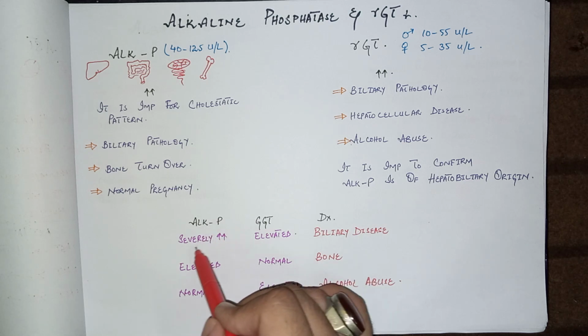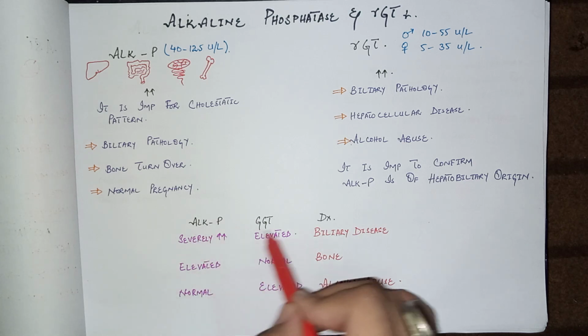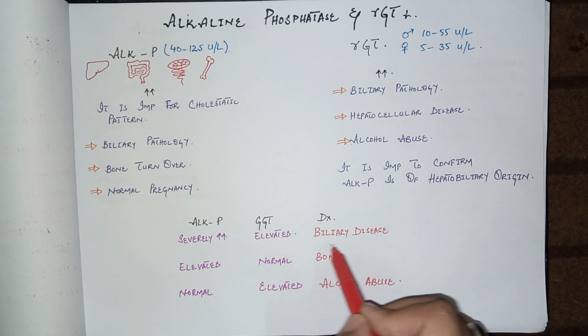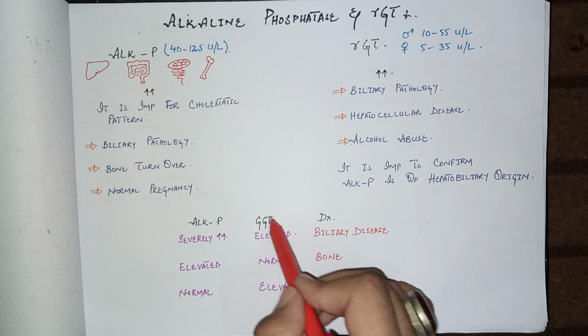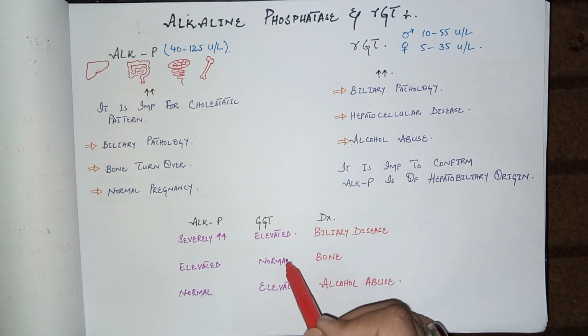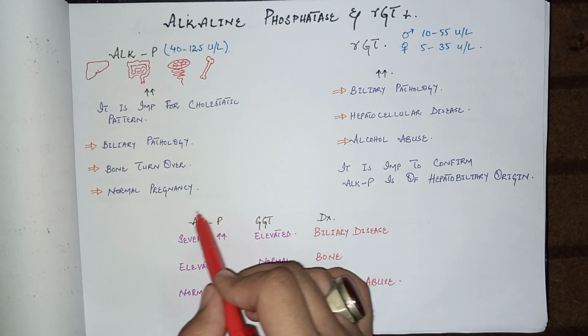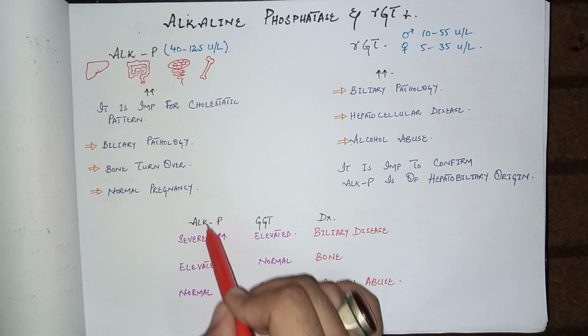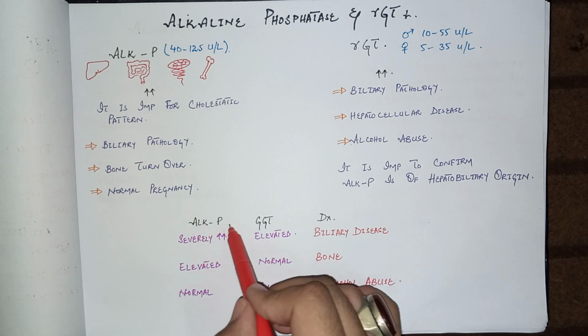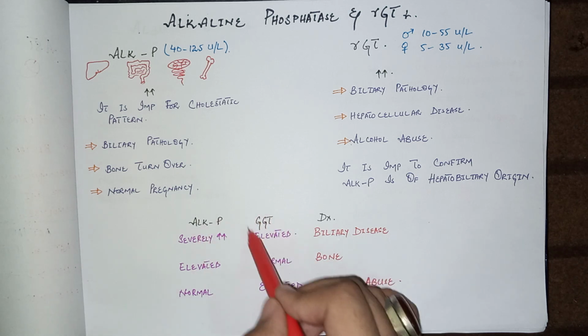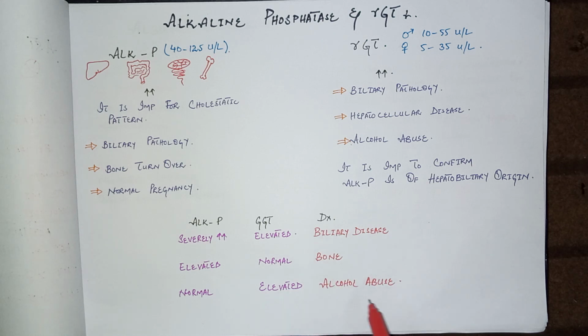If the alkaline phosphatase levels are severely elevated and gamma GT is also elevated, the diagnosis is biliary disease. If the alkaline phosphatase levels are elevated and gamma GT levels are normal, it means that this alkaline phosphatase is not of hepatobiliary origin. It may come from the bone, so the diagnosis is a bone disease. If the alkaline phosphatase levels are normal and gamma GT is elevated, it means that there is alcohol abuse. But here remember, the AST to ALT ratio is very important if you are diagnosing a patient of alcohol abuse or alcoholic hepatitis.